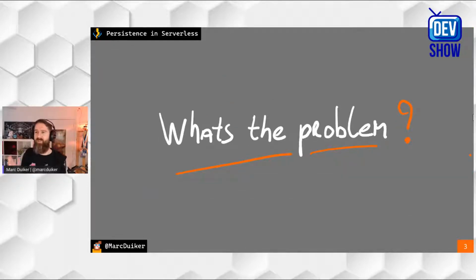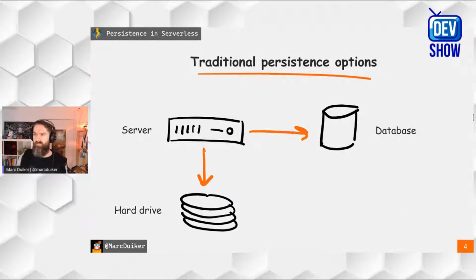So what is the problem when we talk about persistence and serverless? What's the deal here? Let's take a step back and look at traditional systems. When we still had just maybe one server, either on-premise or maybe already in the cloud, and you needed to store some data, you could do that on the hard drive which belongs to the server itself, or you would move your data to a database, for instance a SQL database, and life is good.